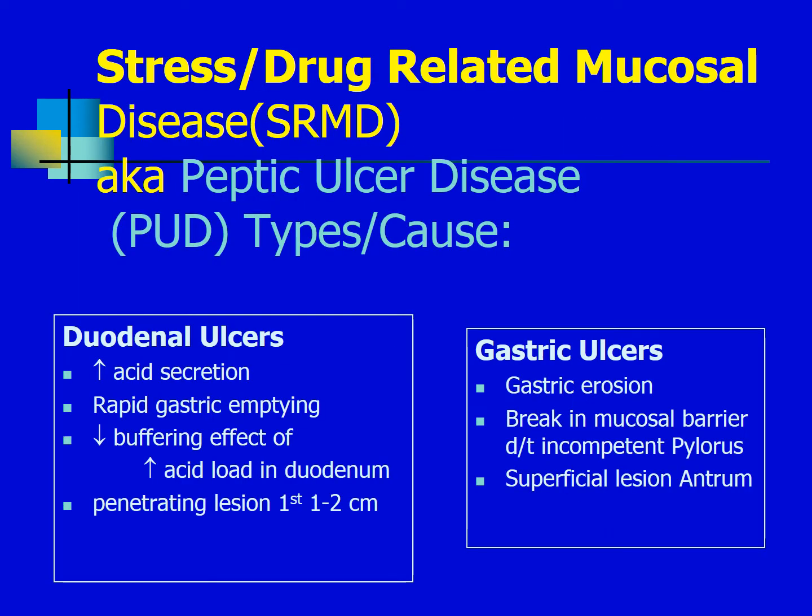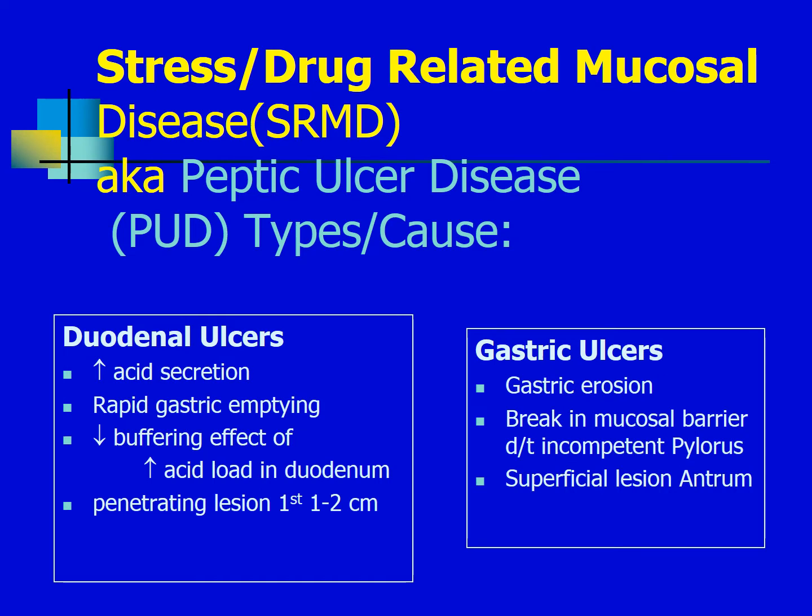All right, stress, drug-related mucosal diseases. And so now we're talking about peptic ulcer disease, right? And there's different types. There's duodenum, and then there's gastric. All right, duodenum and gastric. Duodenum ulcers usually get better with food.